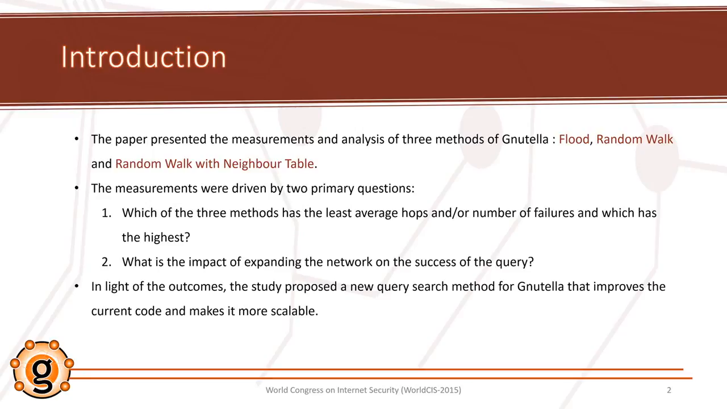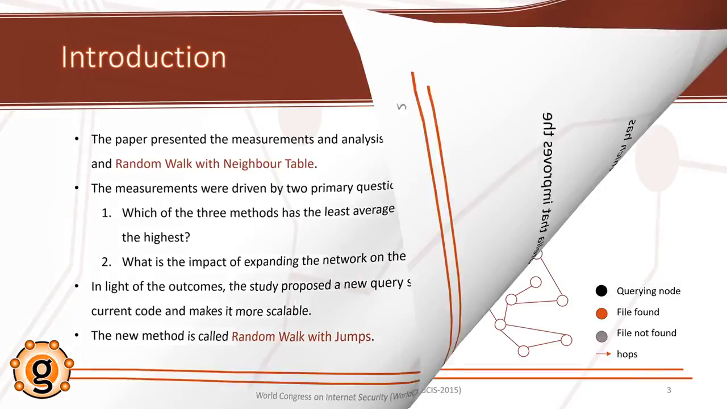In light of the outcomes, the study proposed a new query search method for Gnutella that improves the current code and makes it more scalable. The new method is called random walk with jumps.